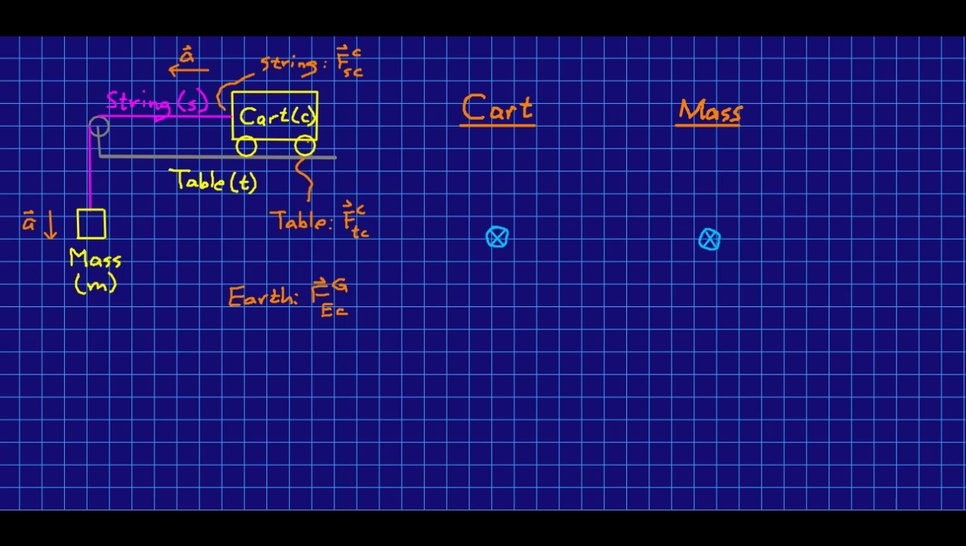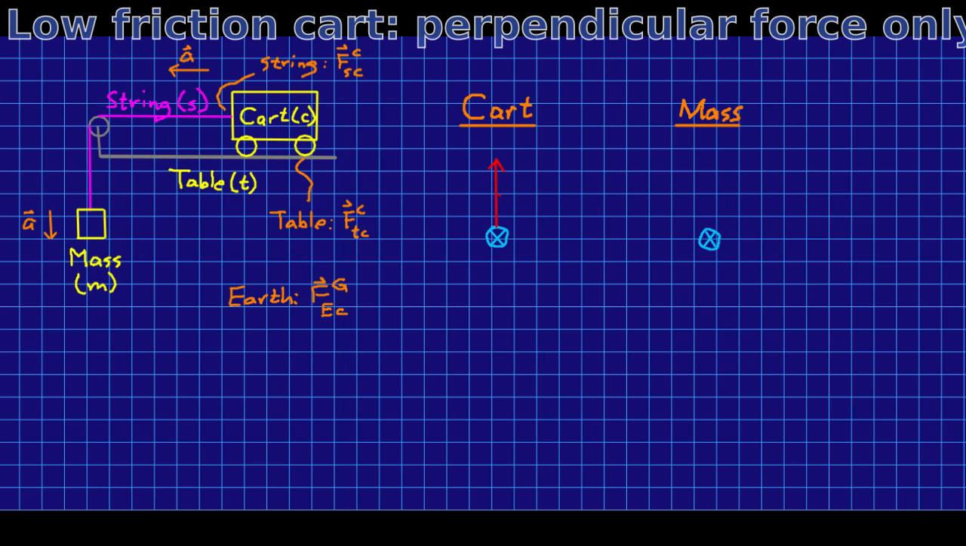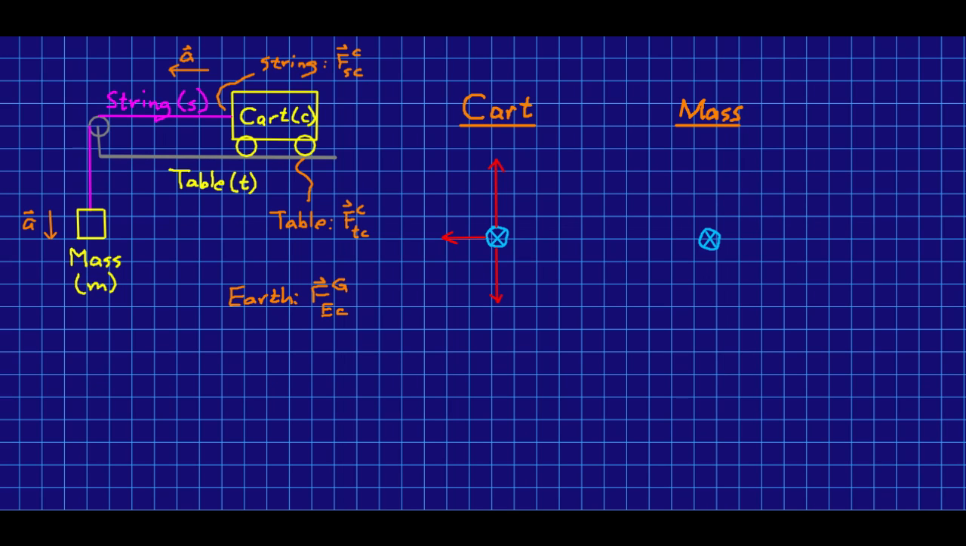So I'm going to start with the free body diagram of the cart, and I've listed the agents and the forces that they'll exert. The table is just going to push up. And then there will be a gravitational force down, and the string is going to pull to the left. And we already know that the cart accelerates left.